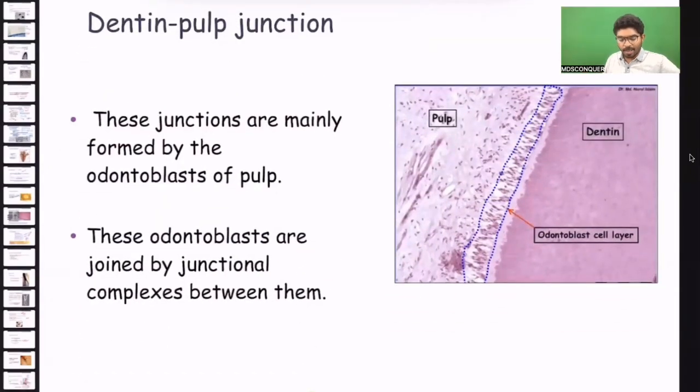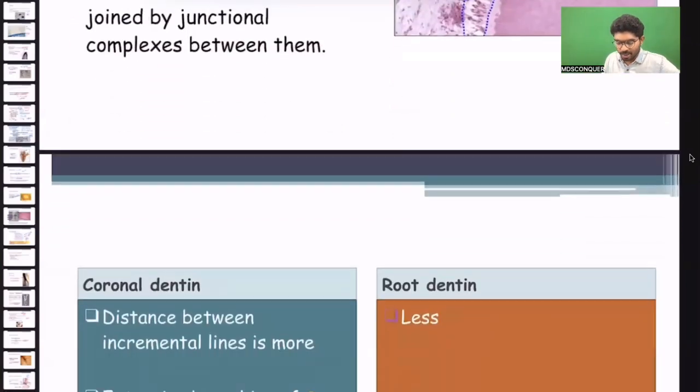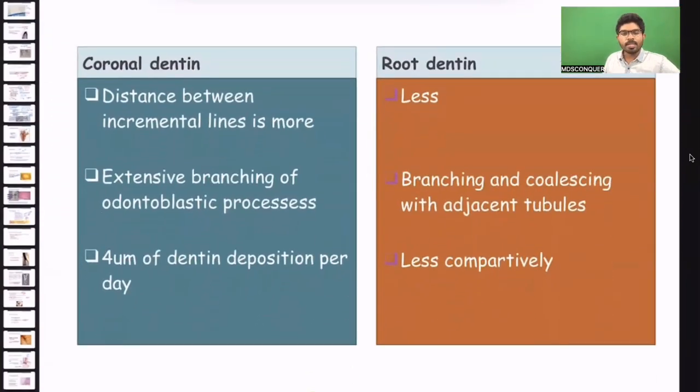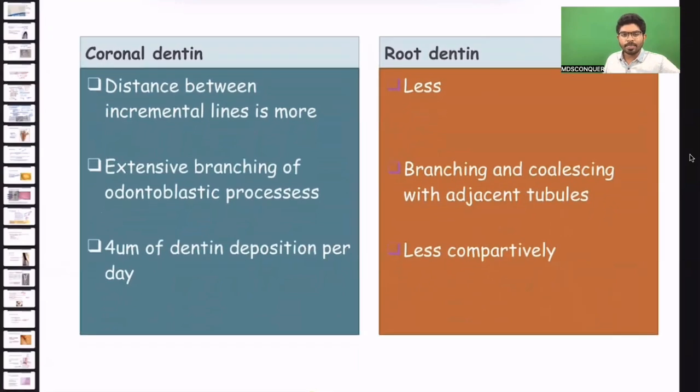Next, the dentin-pulpal junction complex, we will be learning in depth in the pulp video. Next comes coronal dentin and radicular dentin. The distance between the incremental lines is more in coronal dentin, whereas it is less in radicular dentin. Extensive branches of odontoblastic process are seen here. Branching and collapsing with adjacent tubules will occur. 4 micrometers of dentin deposition per day will occur.